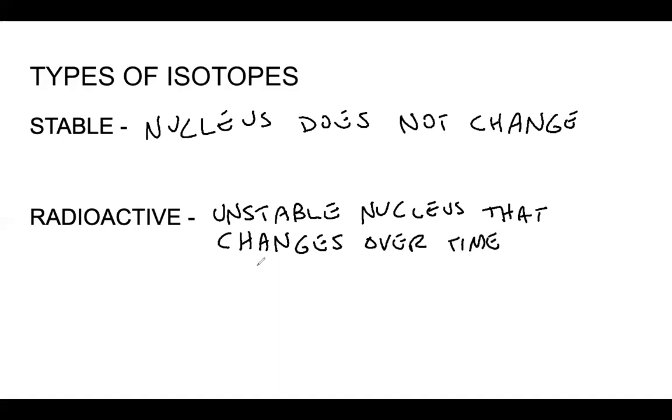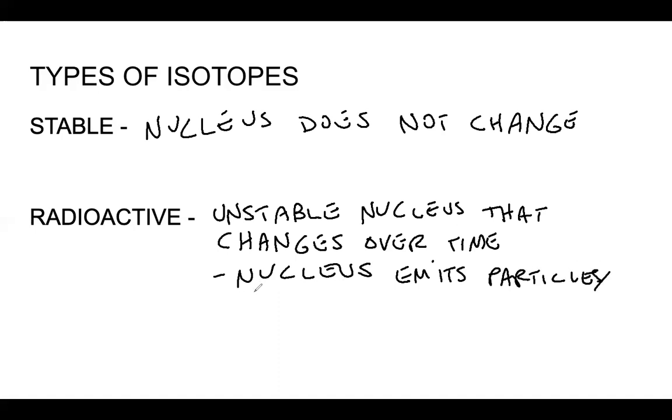And this change occurs by the nucleus emitting, so shooting out, particles and/or energy. And there are different types of radioactive decay, it's called. We're not going to get into that in this video, though.